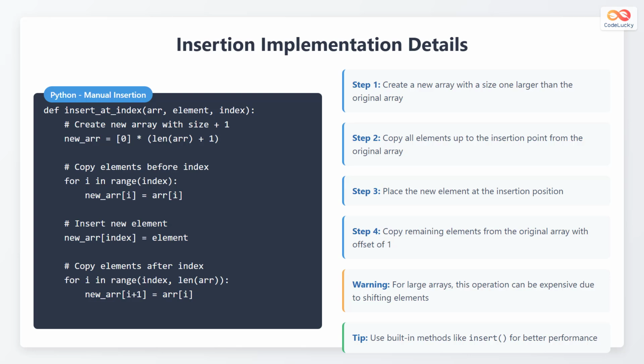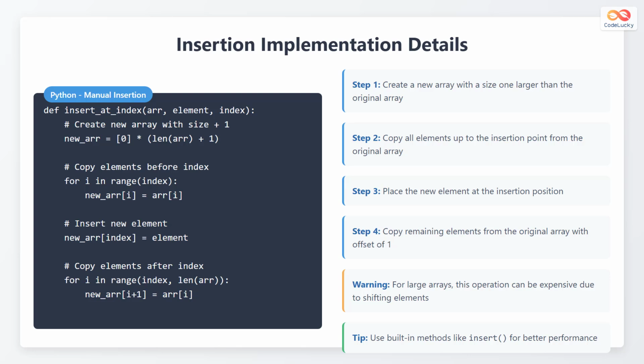The function insert_at_index takes an array, an element, and an index as inputs. Step 1 involves creating a new array with a size 1 larger than the original array. Step 2 involves copying all elements up to the insertion point from the original array. Step 3 involves placing the new element at the insertion position. Step 4 involves copying remaining elements from the original array with an offset of 1.